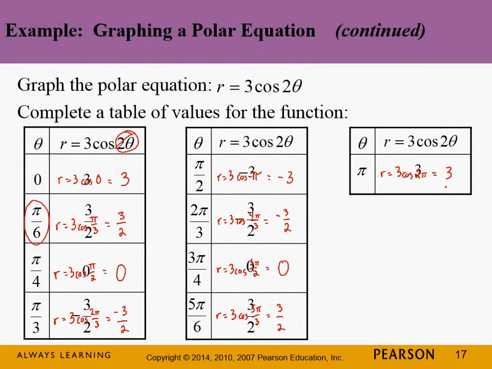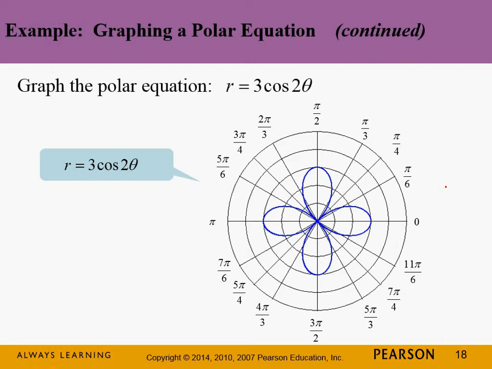Now, when you graph these, this is what we're going to get, okay? So let's look at the points we've got. So we've got 0, 3, right? Then we had pi over 6, what was our pi over 6 value? 1 and a half? Okay. What was our pi over 4 value, I'm sorry? 0, right? Okay.